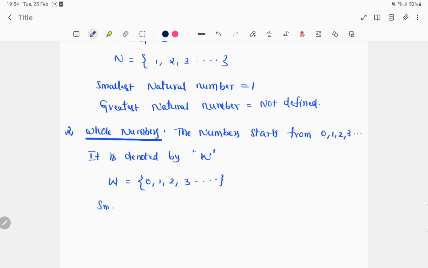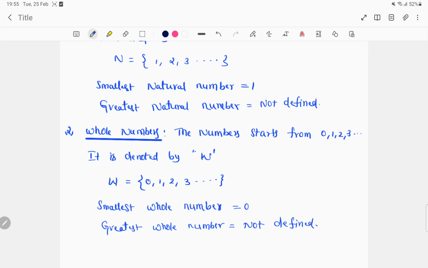Here the smallest whole number is equal to 0 and the greatest whole number is not defined. So we can't define the greatest one.